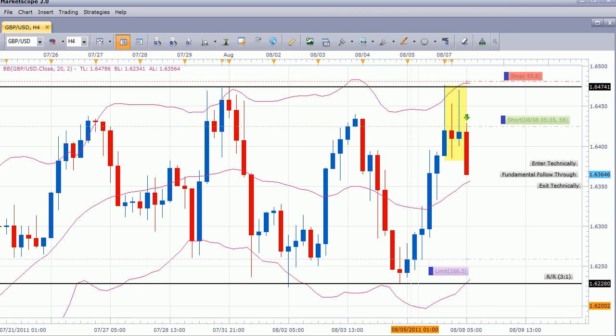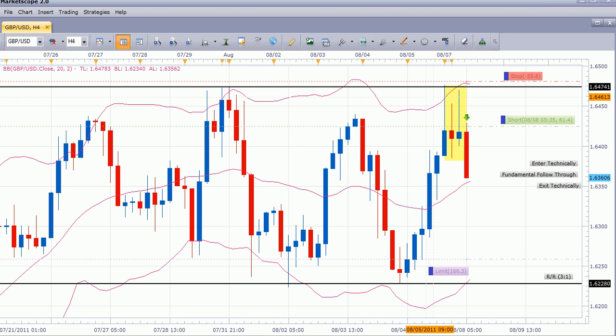Okay, so basically it's a very, very simple technical entry into this trade. As you can see here, enter technically. You want to look for fundamental follow through, and then again you want to exit technically. So what do I mean by that? Our technical entry here would be going short once we see these long upper wicks against an upper horizontal line. Once I see that, that is a technical entry for me.